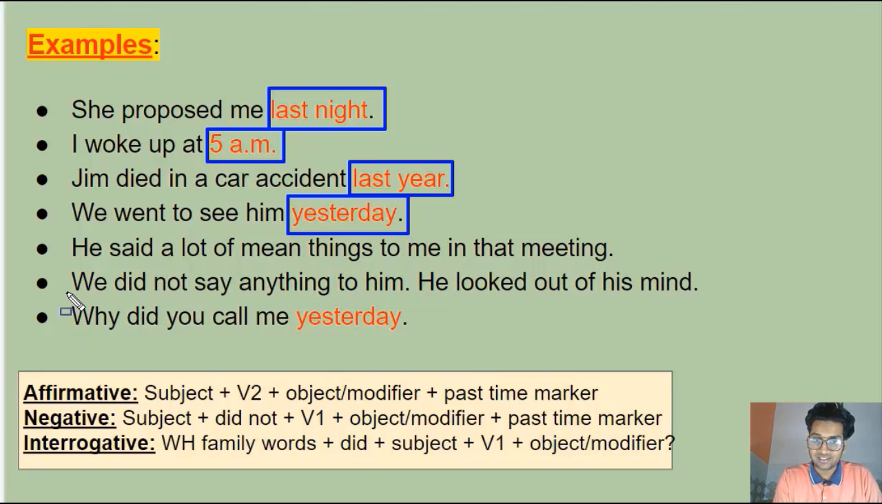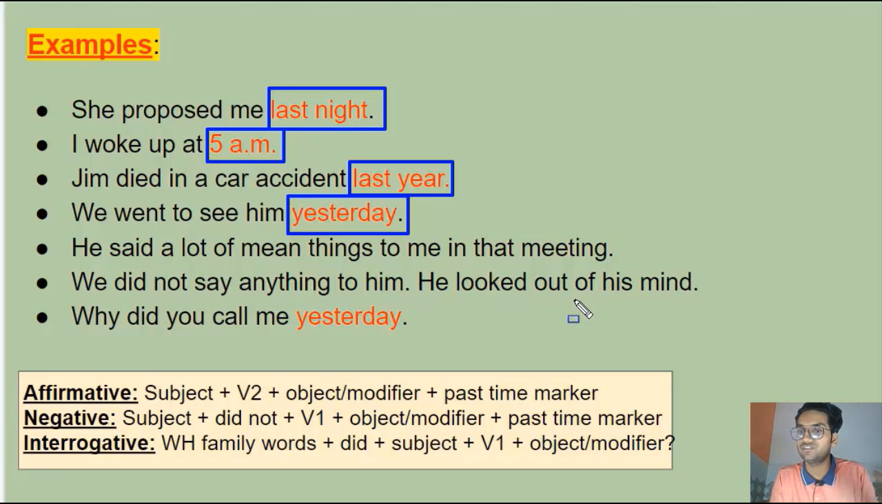Okay, next, we did not say anything to him. He looked out of his mind. We did not say, negative sentence, right? We can also talk about something that did not happen in the past, right? Something happened, something did not happen. We, subject, did not say the verb phrase. We did not say anything. He did not say anything. She did not say anything. Whatever the subject is, this is the structure, and it's going to be the same. All right, we did not say anything to him.